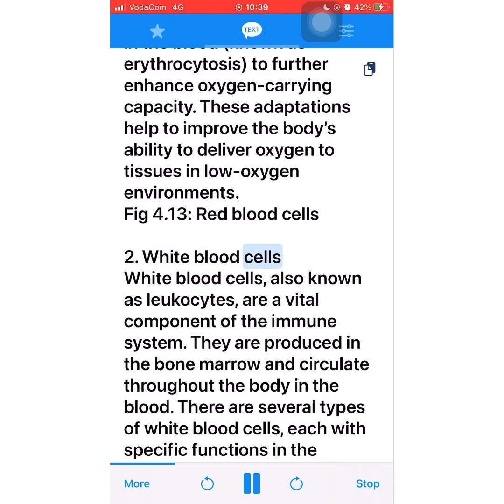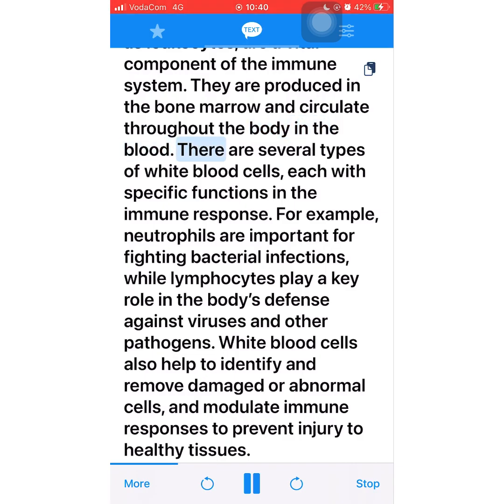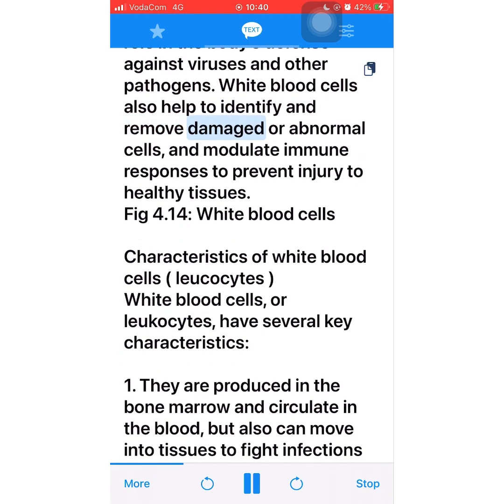2. White blood cells. White blood cells, also known as leukocytes, are a vital component of the immune system. They are produced in the bone marrow and circulate throughout the body in the blood. There are several types of white blood cells, each with specific functions in the immune response. For example, neutrophils are important for fighting bacterial infections, while lymphocytes play a key role in the body's defense against viruses and other pathogens. White blood cells also help to identify and remove damaged or abnormal cells, and modulate immune responses to prevent injury to healthy tissues. Figure 4.14, White blood cells.